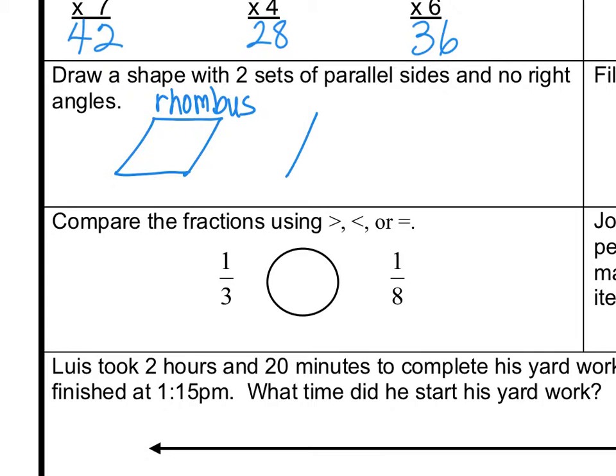We could also do one where all the sides are not equal, but we still have 2 sets of parallel sides. We would just call that a parallelogram. And that is the definition of a parallelogram. So a rhombus is a parallelogram with all equal sides.